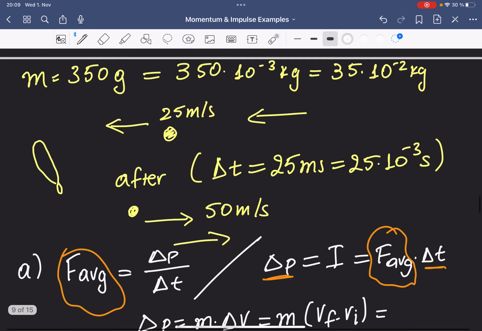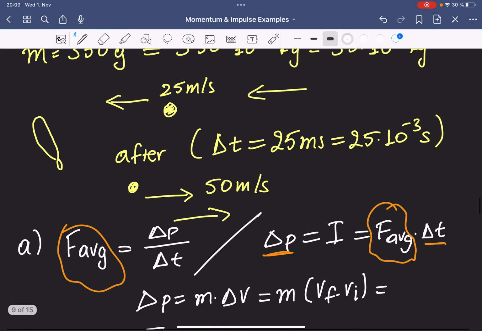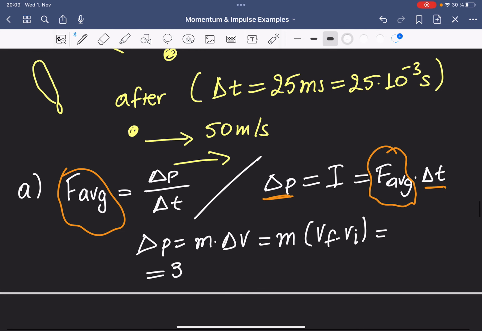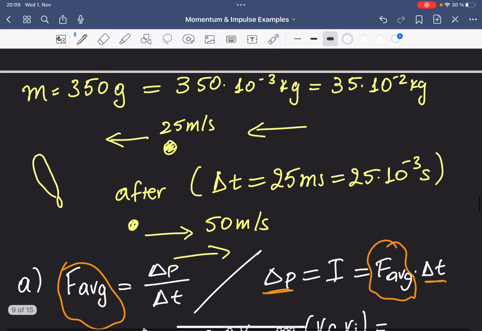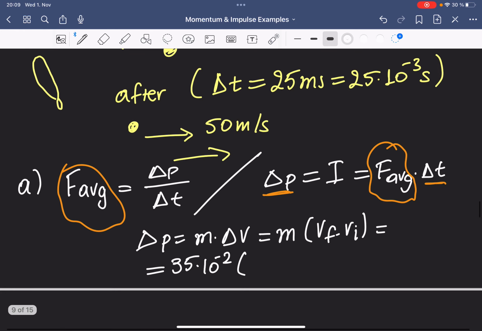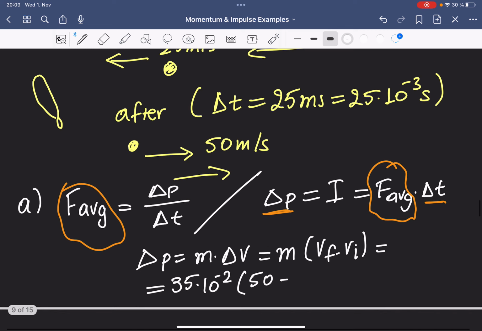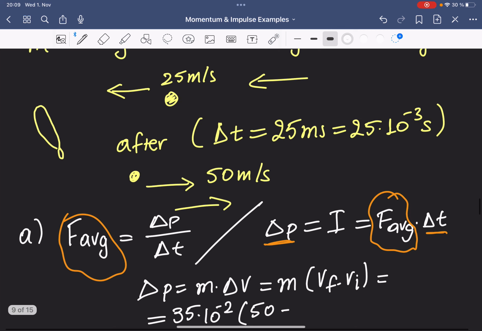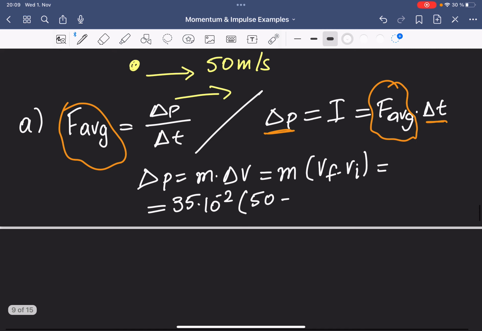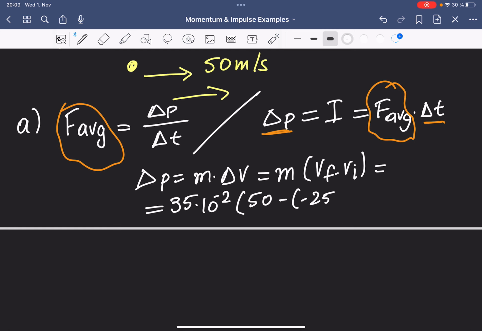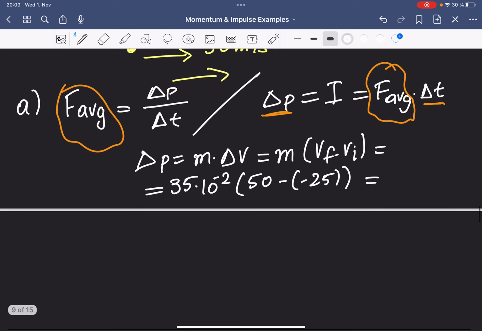The mass is 35 times 10 to the minus 2. The final velocity is going to be 50 meters per second minus the initial velocity. What's this? The initial velocity is pointing in the east direction, so this is the negative direction. So this is going to be minus the 25. This is very, very important for your calculations.